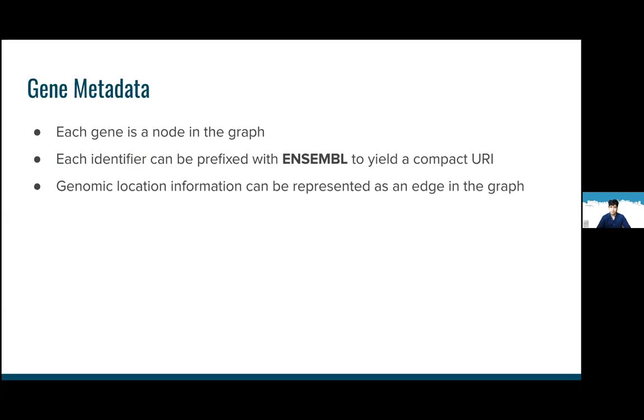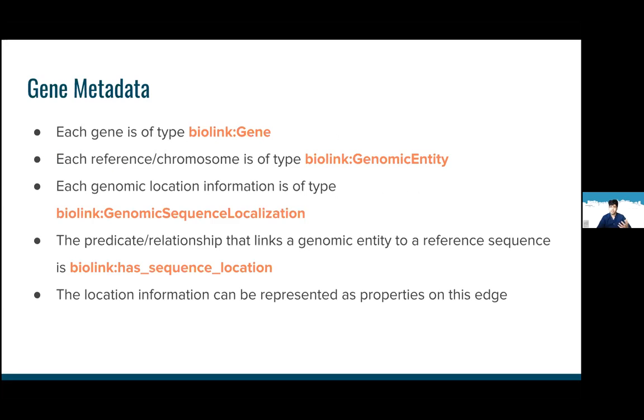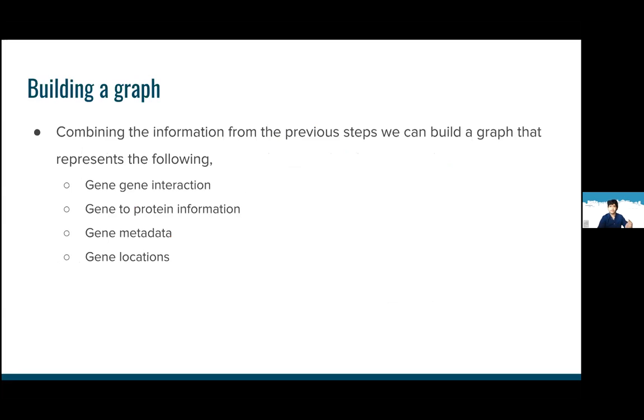So even with this metadata, we can have all the properties that we get represented as properties of that gene in that graph. And especially genomic locations. We can represent genomic locations as a particular type of association called the Biolink genomic sequence localization. And the relationship that links a gene with a chromosome or a genomic entity is Biolink has_sequence_location. So that's sort of how I would go about modeling all this additional information about the gene. And once we bring all these three data together, what we have is a combined graph that has representation about the gene-gene interaction, gene-to-protein information, the gene metadata, and the gene locations.